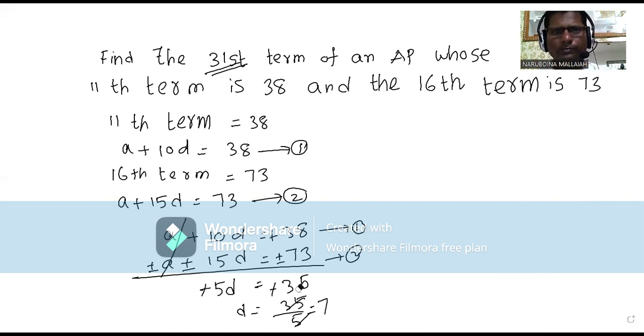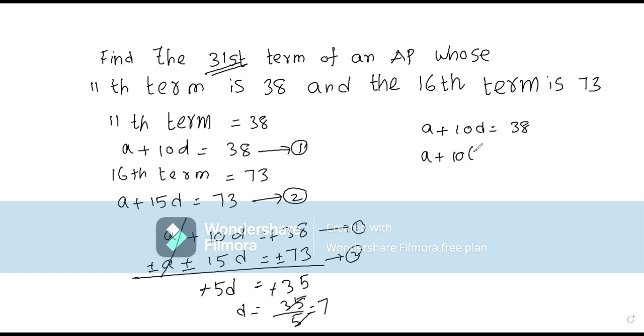Now we got the D value 7. Substitute this 7 in any equation. Take the first equation, that is A plus 10D is equal to 38. You can substitute this D value in any one of the two equations. A is not given. A plus 10 into 7 is equal to 38. A plus 70 is 38. A is equal to 38, 70 comes this side, it will become minus 70. So 70 minus 38 is 32. Minus 32. The A value is minus 32.